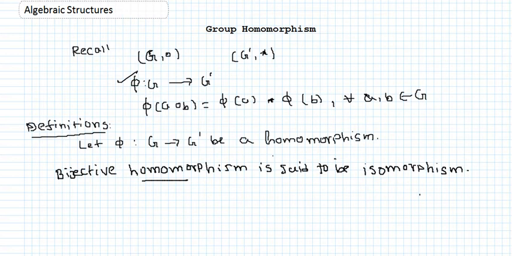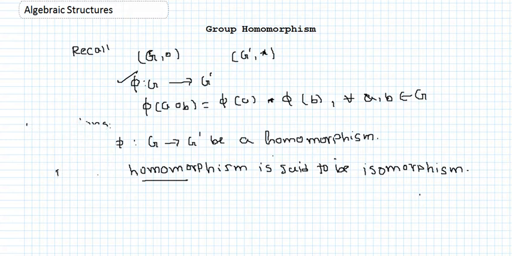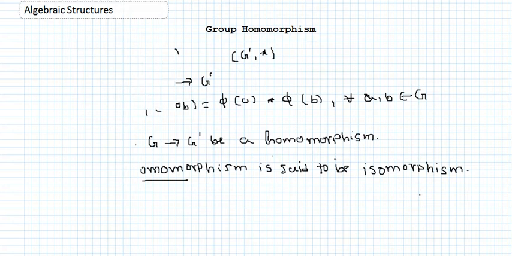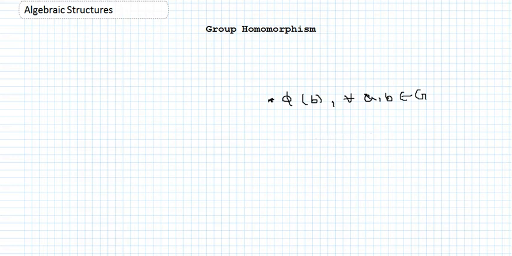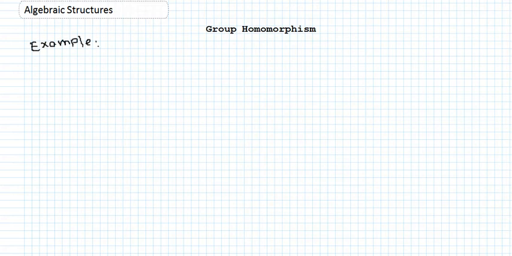So let me give an example of homomorphism. Last day I talked about a few more examples. Today I am going to talk about another example, and from there we will go to some results related to homomorphism, or especially to isomorphism. But before that we are going to talk about an example of group homomorphism.